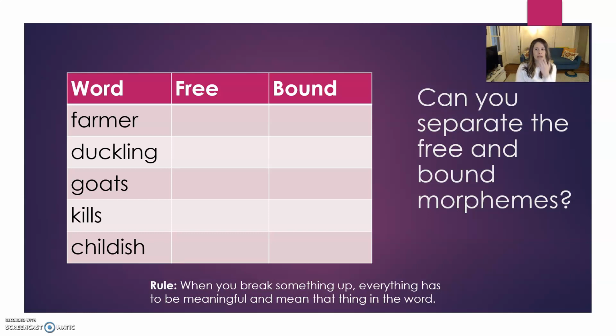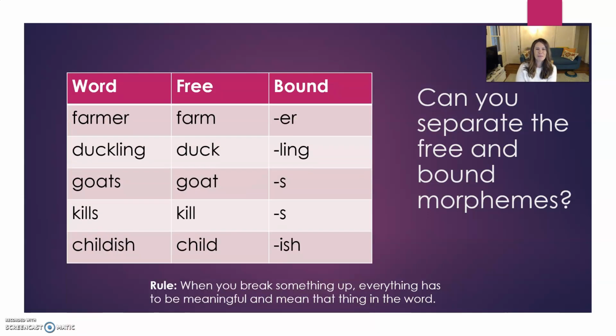So in this case, you might have already guessed or already done this table, right? You have your free morphemes like farm, duck, goat, kill, child. And then these bound morphemes that change the meaning, right? ER goes on to farmer, means someone who farms, and et cetera, right? So you can see that free and bound morphemes are very easy to distinguish.